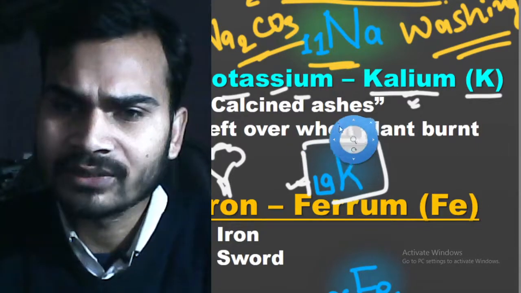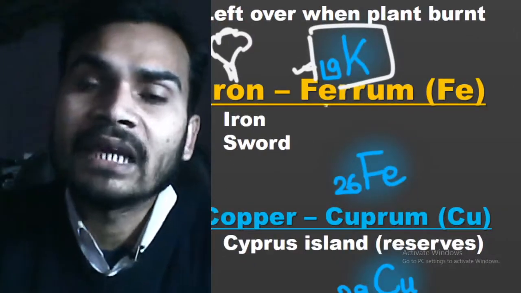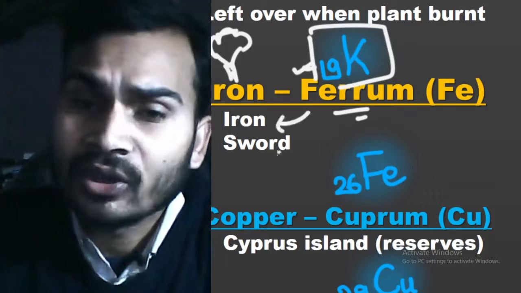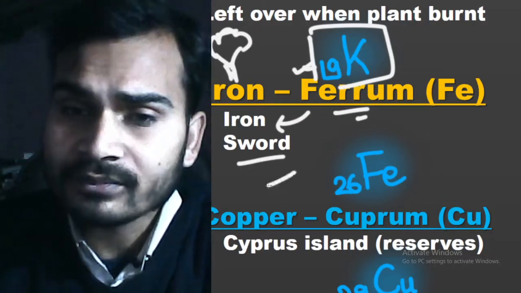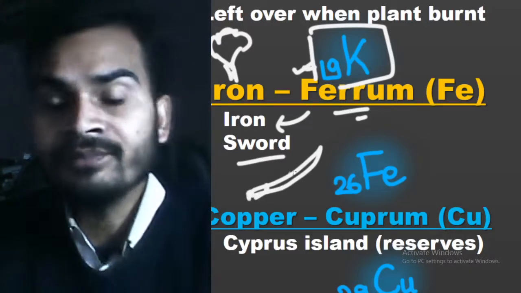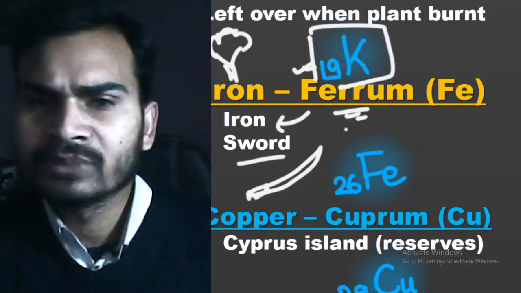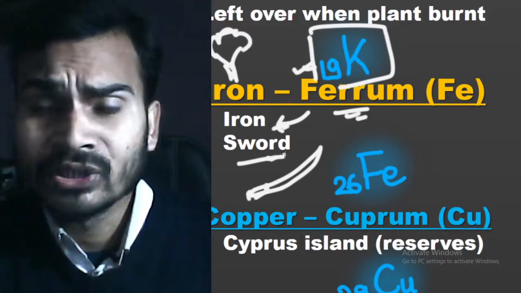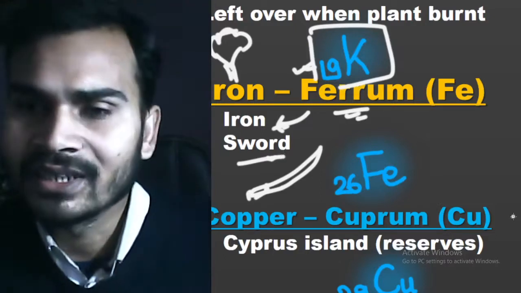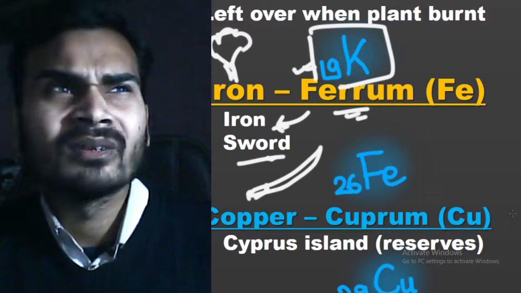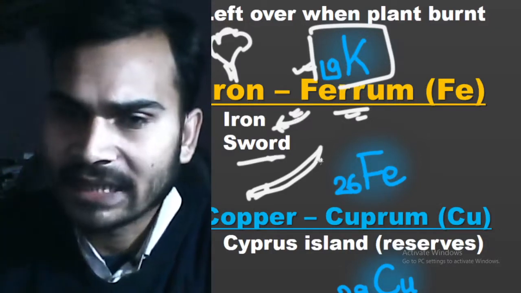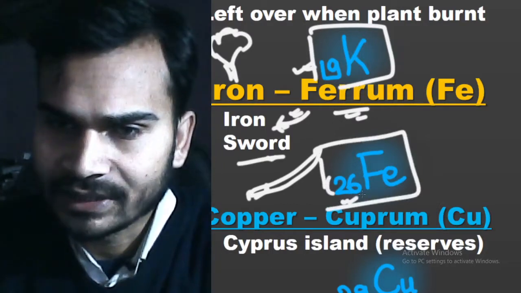The next symbol we are going to learn is iron, and it is taken from the word ferrum. Ferrum has the literal meaning iron or sword. Sword means talwar. Initially this word means iron or sword. So we also use it for various artillery and weapon making purposes, and its atomic number is 26.